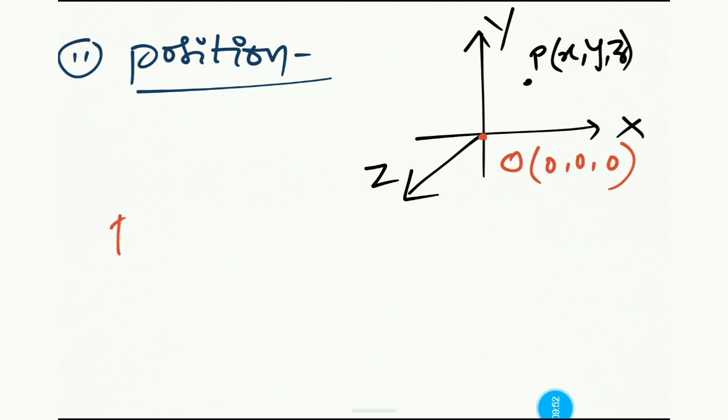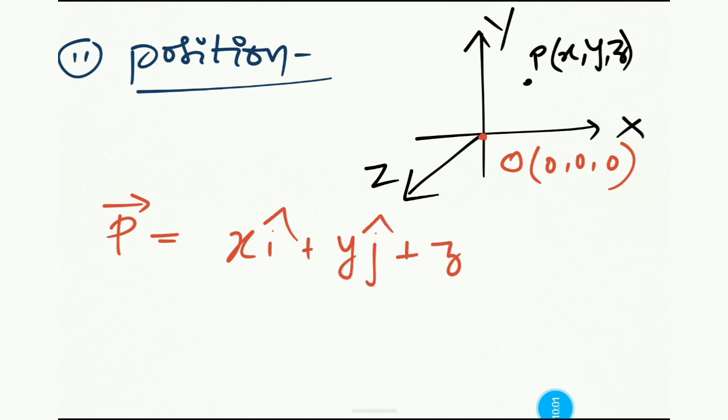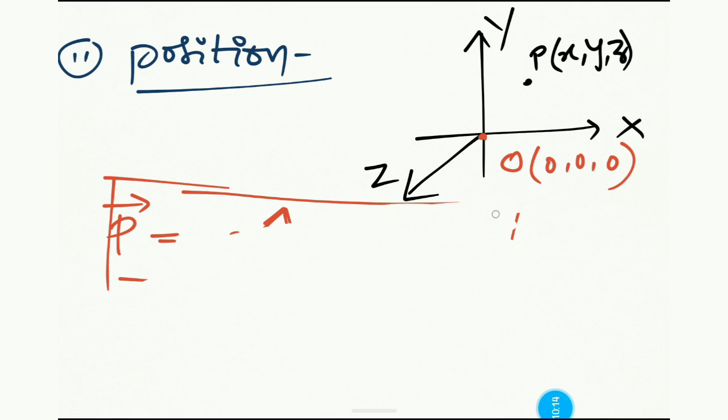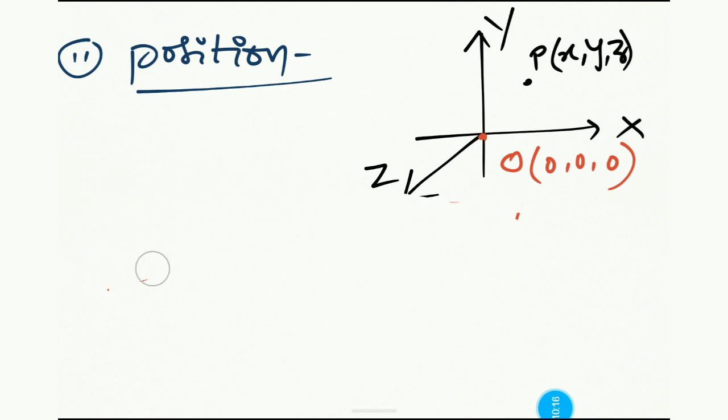Now if I have to write that P vector, how will I write? Simply x i cap plus y j cap plus z k cap. Cap or bar you can put, but I'll explain this later also. Don't need to worry. This will come in the upcoming classes. So don't worry about this. Simply we have to understand the position vector, that's it. Okay. And I hope you understood this position vector.